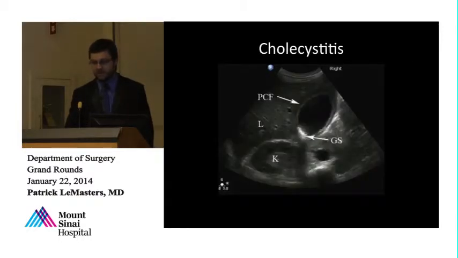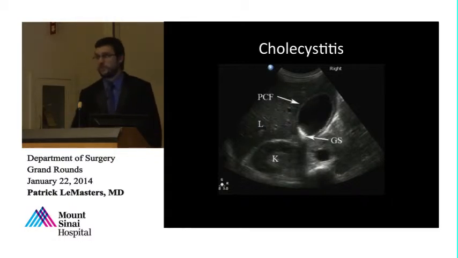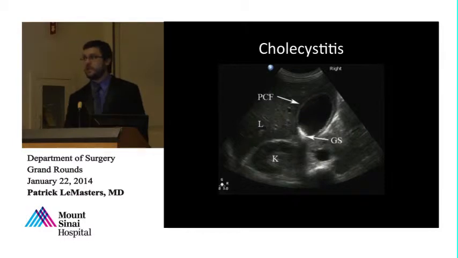And then finally, cholecystitis. This is a patient with cholecystitis. You can see multiple stones, pericholecystic fluid, and a thickened, distended gallbladder. And this patient also had a positive sonographic Murphy sign, which is elicited by pushing down directly over the gallbladder with your ultrasound probe.